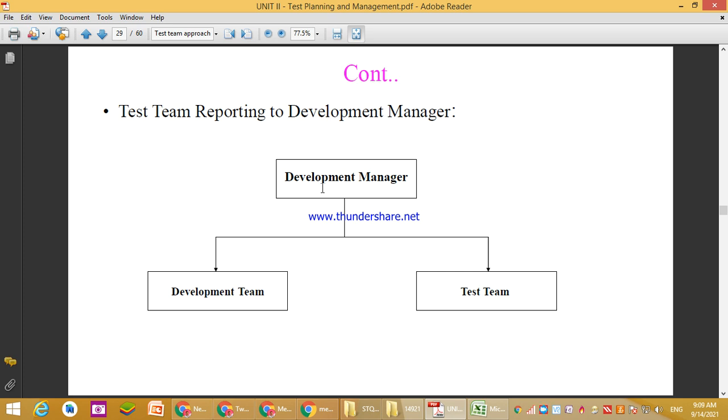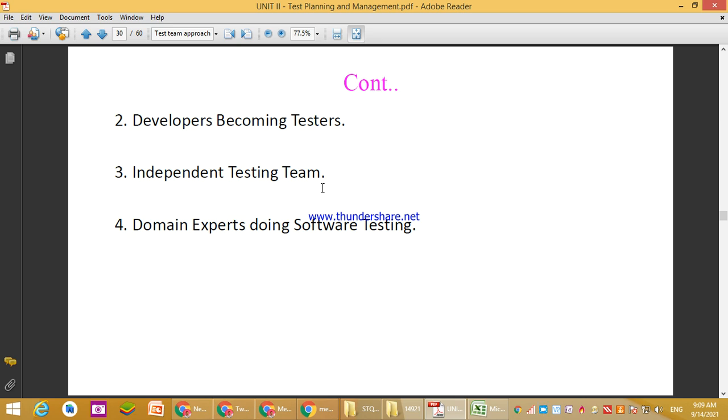The next is developers becoming testers. Independent testing team, domain experts doing software testing. These second, third, fourth points are telling that developers can do the test, but testers find it difficult to play the role of developers. Independent testing team we have seen, and domain experts doing software testing.